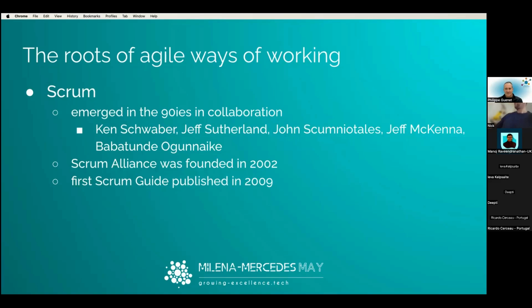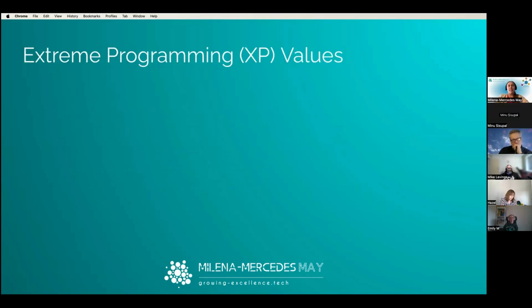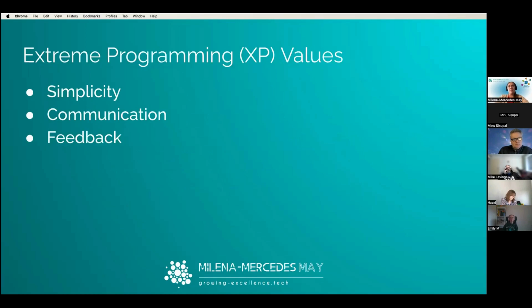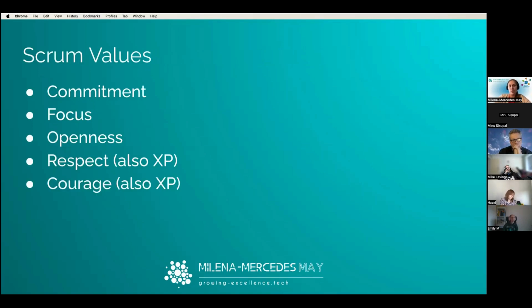So the main point here is that Agile has old roots, and the origin of Agile is already collaboration. If we now look into the values originally stated in XP, we find simplicity, communication, feedback, respect, and courage. And if we look at the Scrum values, it's no surprise that they overlap. We find commitment, focus, openness, also respect, and also courage. So I'm going to look at these eight values now.